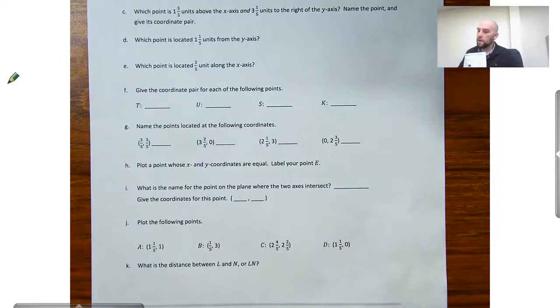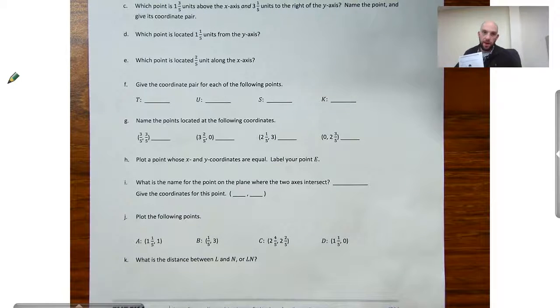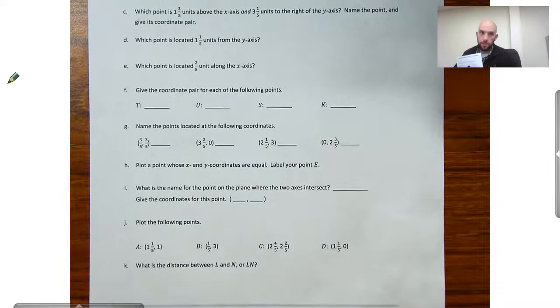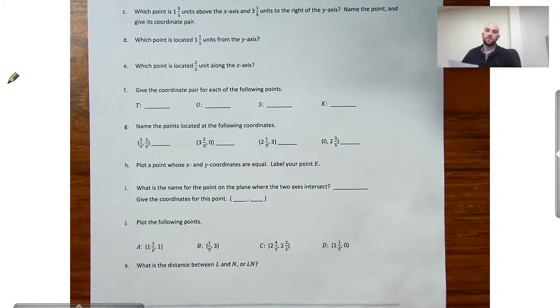C says, which point is 1 3/5 units above the x-axis and 3 1/5 units to the right of the y-axis? Name the point and give its coordinate pair. So we're going to go 1 3/5 above the x-axis. That's going to be our y coordinate, and then 3 1/5 will be our x coordinate because that's to the right of the y-axis. So 3 1/5 and 1 3/5.